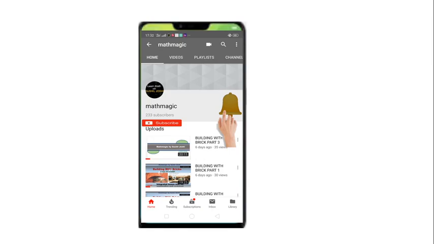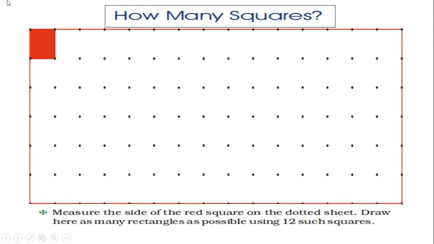Here we go. The first topic of today's lesson. Look at this. How many squares? You will see one rectangle and few dots are mentioned on this rectangle. These dots are separated with equal distance with respect to each other. One question is written on the lower side of this picture. Measure the side of the red square on the dotted sheet. Draw here as many rectangles as possible using 12 such squares.